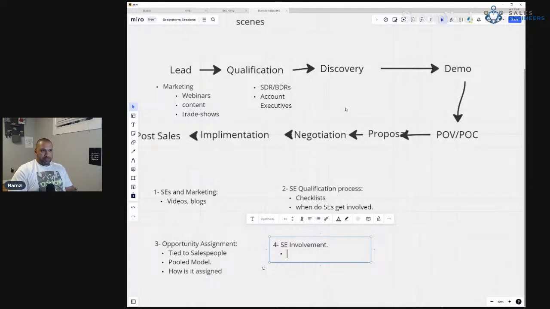So I think the SE should be involved in the discovery stage. So that's the fourth process that we kind of need to think about.